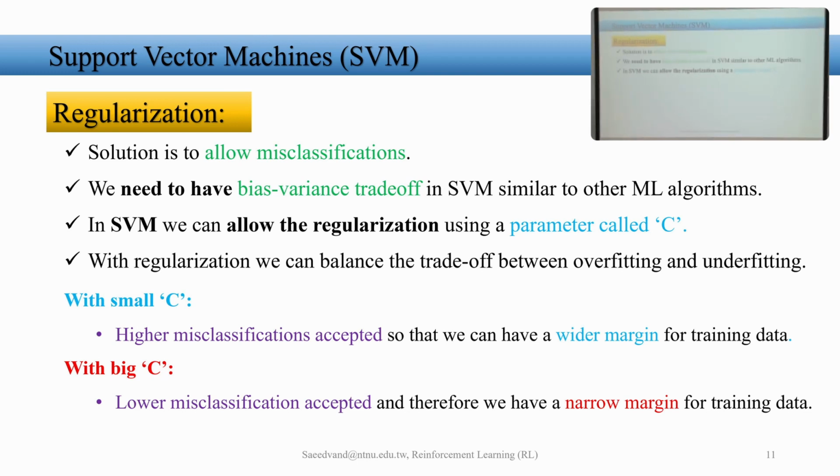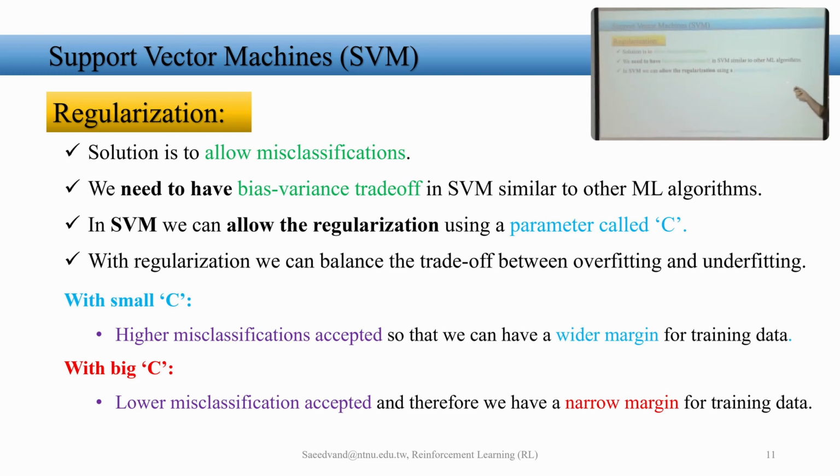So we say with regularization, we want to allow some misclassifications. We need to have bias variance trade-offs. That is very similar to what we have done already. We discussed it a lot. What is the bias variance trade-off? We want to do the same here, so that the model complexity and simplicity should be in trade-off, so that it's not too simple and not too complex either.